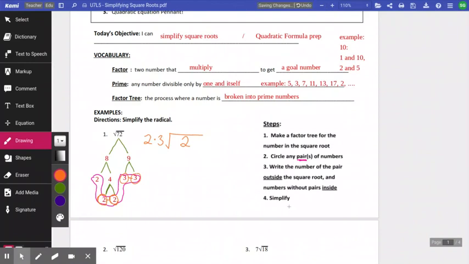The last part to this is simplifying. 2 times 3 gives us 6. And then we just need to copy that square root of 2. This right here is our final answer. What we are saying is that the square root of 72 equals 6 times, there's like a little invisible multiplication sign there, the square root of 2.